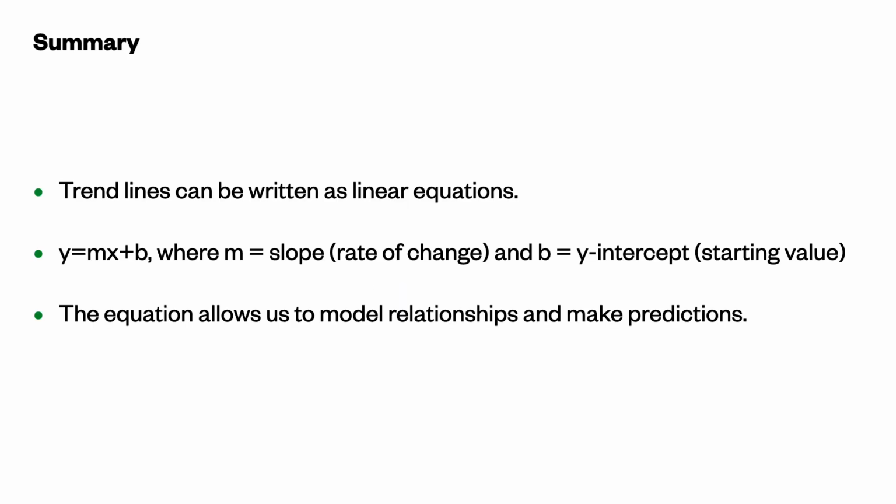So what have we learned? We've learned that trend lines can be written as linear equations. We've learned that the form of those equations is y equals mx plus b, where m is the slope, also known as the rate of change, and b is the y-intercept, which is usually our starting value. And finally, we've learned that these equations can be used to model relationships and to make predictions.